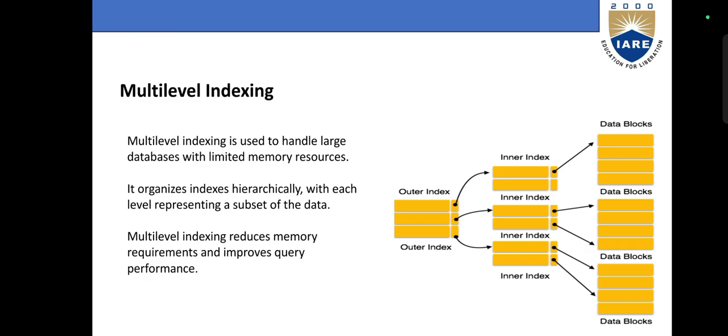And now we are talking about multi-level indexing. Multi-level indexing is used to handle large databases with limited memory resources. It organizes indexes hierarchically with each level representing a subset of data. Multi-level indexing reduces memory requirements and improves query performance. Outer index, inner index, data blocks. Here it is a multi-level indexing.